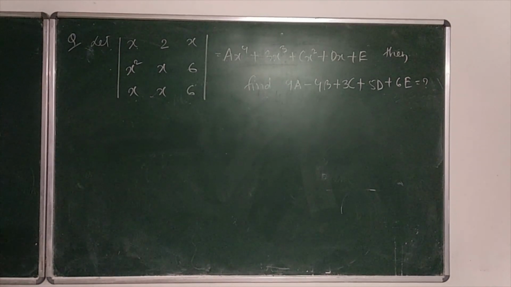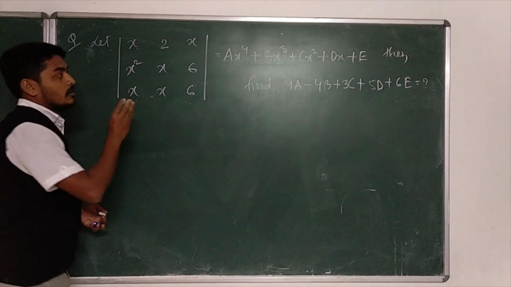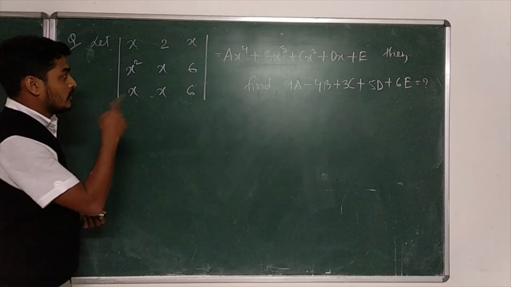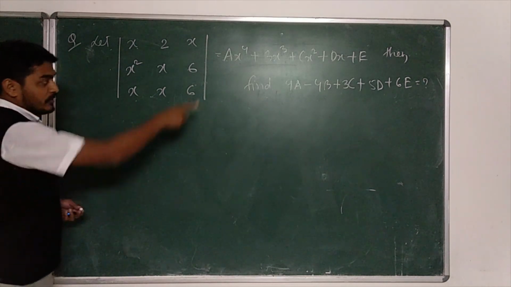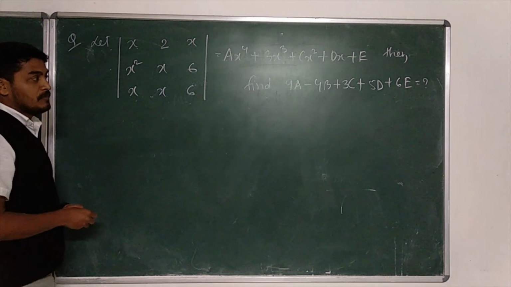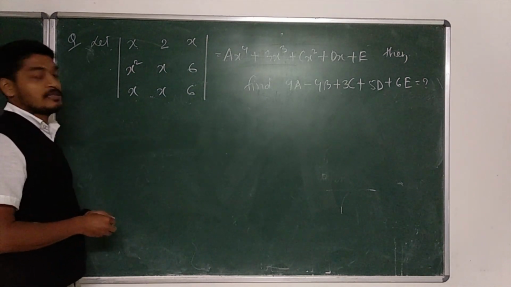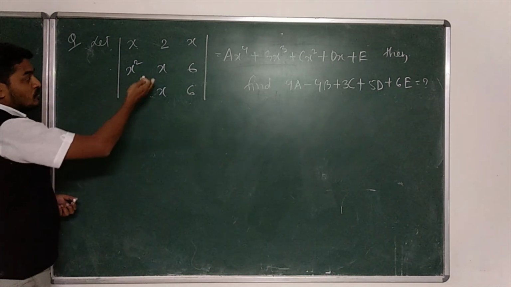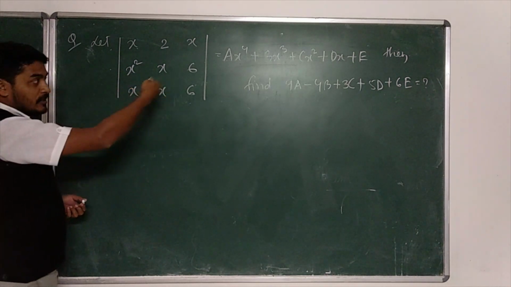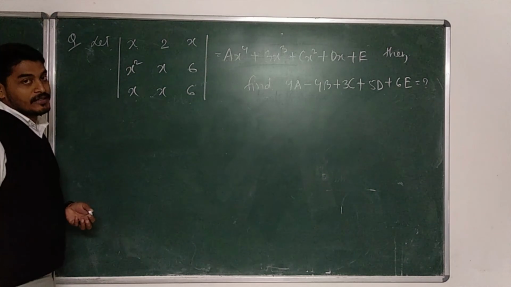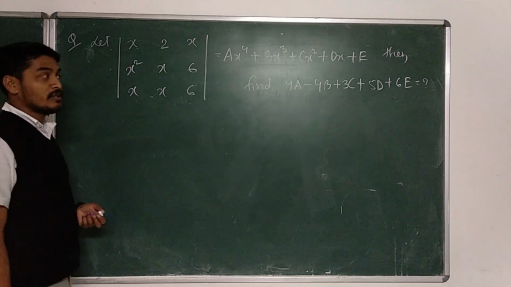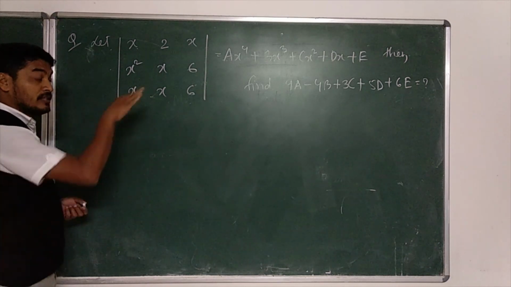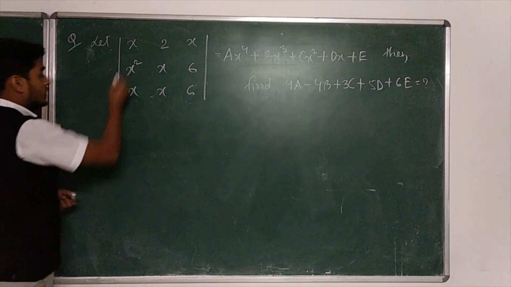Okay, so just consider this example once again. Here, first of all, you find the value of 9a minus 4b plus 3c plus 5d plus 6e. You have to find out the value of this one expression. So what we do, we try to expand it and we try to equate the left hand side as well as the right hand side. Both the sides we try to equate and we try to find the value of a, b, c, d, and e, and we will put it here and we will get the answer. So let us expand it.